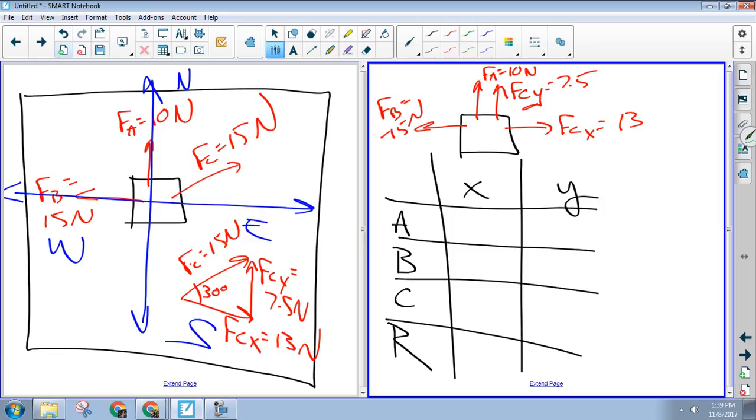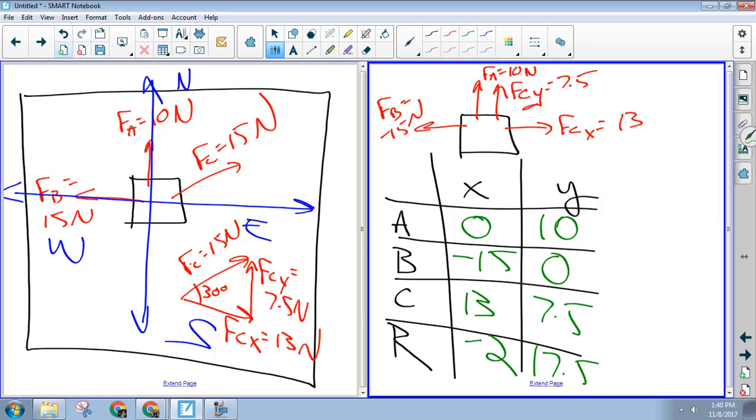So, what's the x component of force A, you guys? Force A goes straight north, so the x component is 0 and the y component's 10, right? Force B has an x component of negative 15 and a y component of 0. And then force C has an x component of 13 and a y component of 7.5. So add them up. Negative 15 and 13 gives you negative 2. Y component is 17.5. Just like if we added up our x's and added up our y's.